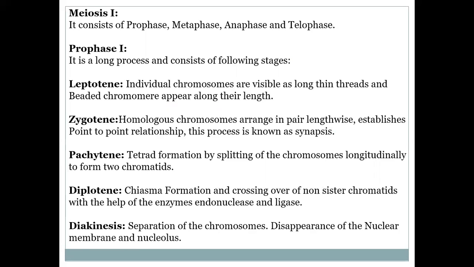A few enzymes cut the chromosome and ligate it to another non-sister chromatid: endonuclease and ligase. Endonuclease cuts the arm of the chromosomes, and ligase helps attach that cut portion of the chromosome to the non-sister chromatid. Those two are the enzymes. In diakinesis, separation of the chromosomes is completed and disappearance of the nuclear membrane and nucleolus occurs. All those processes happen in prophase 1.